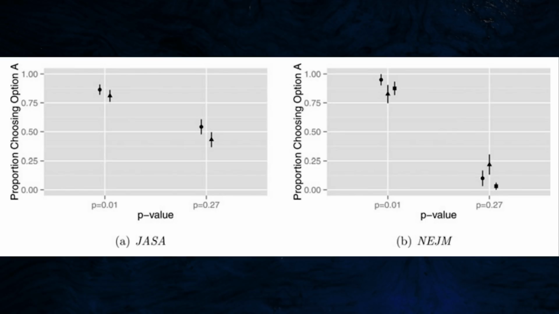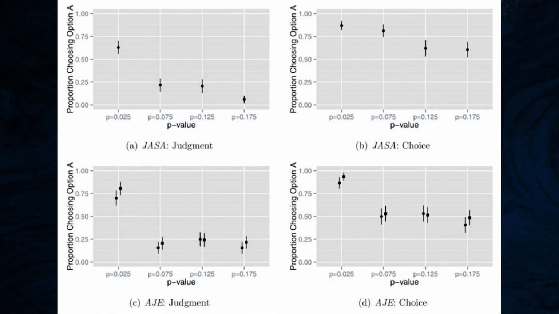New England Journal of Medicine, NEJM, and found that when the results were not statistically significant, the JASA respondents were more likely to correctly answer A. McShane and Gall then repeated the second question from 2016 about the effectiveness of a drug, and compared the results from JASA to the American Journal of Epidemiology, AJE.